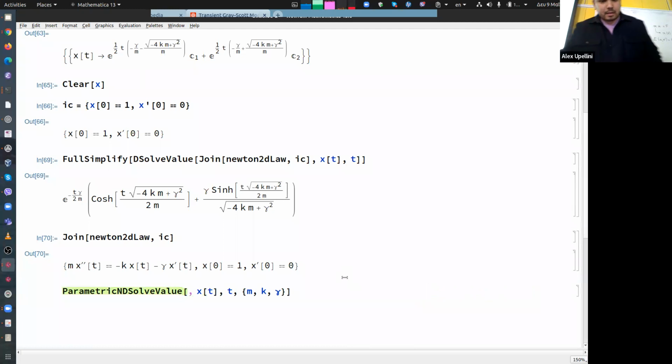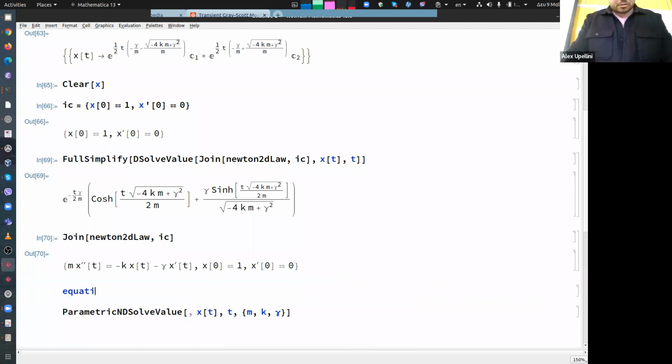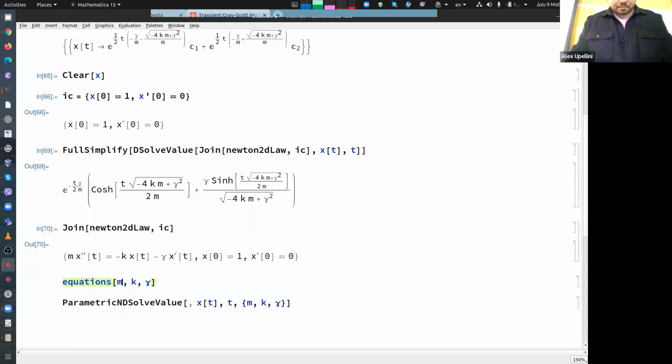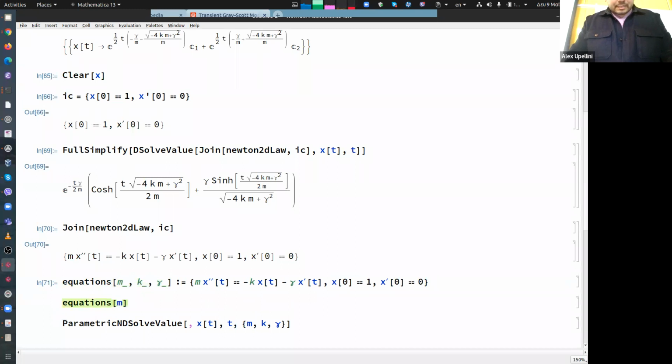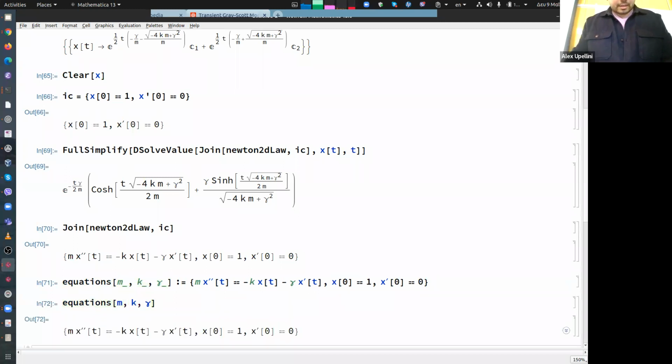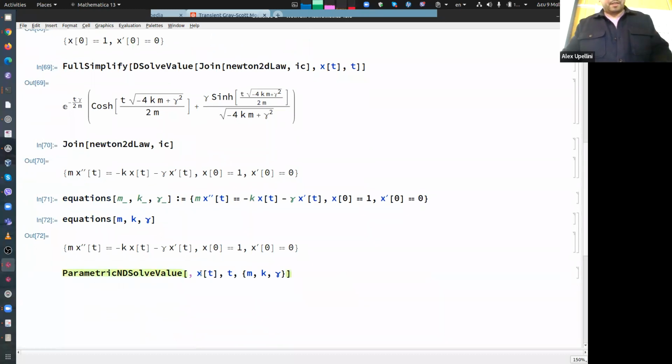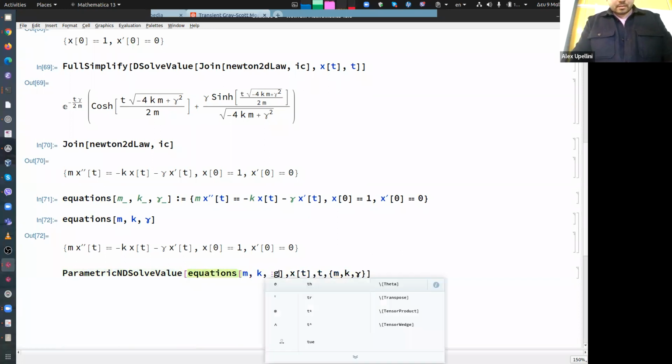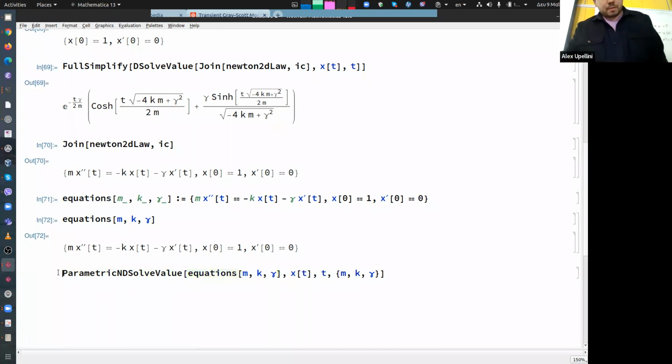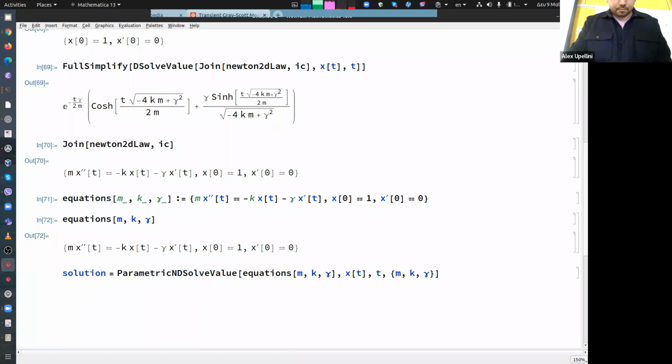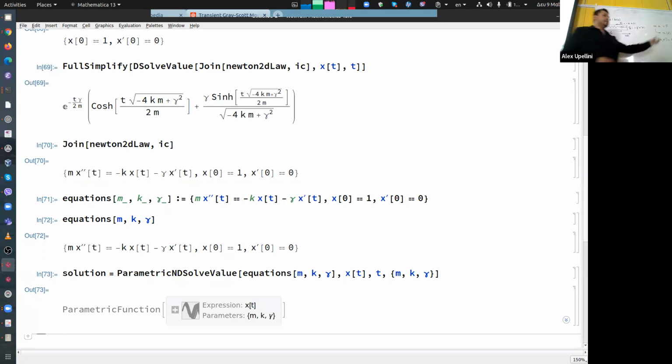So I take this and I'm going to say equations of the parameters m, k, and gamma, and I define a function here. The interest is that now this has some sense. It returns an equation depending on the variables. So here I say equations on m, k, and gamma. Like that. This will be my solution. And again, I get a parametric function.